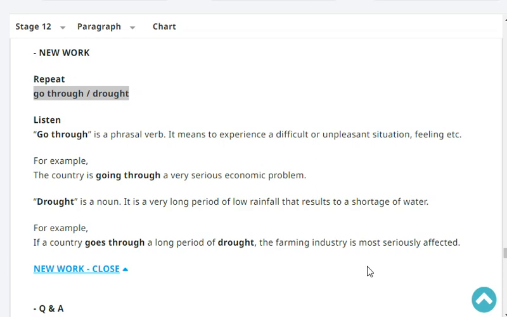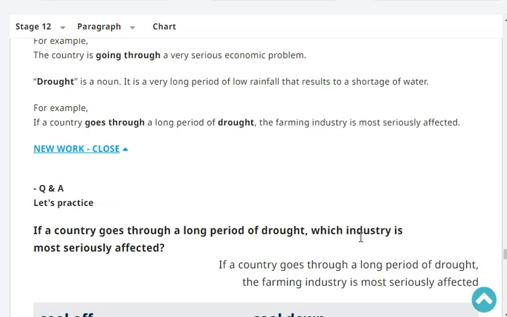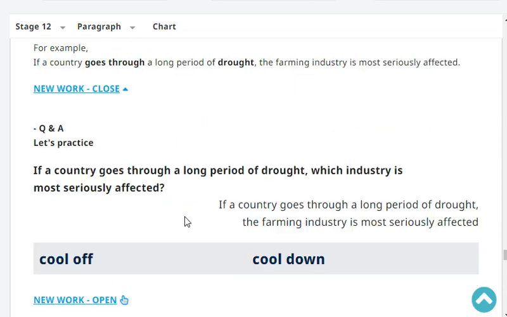It is a very long period of low rainfall that results in a shortage of water. For example, if a country goes through a long period of drought, the farming industry is most seriously affected. Let's practice.